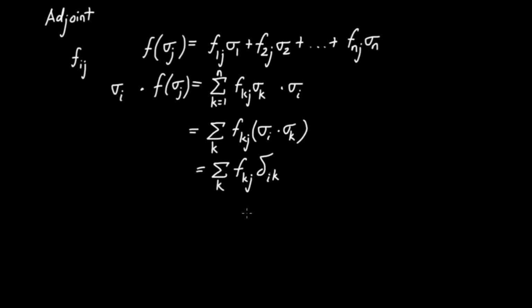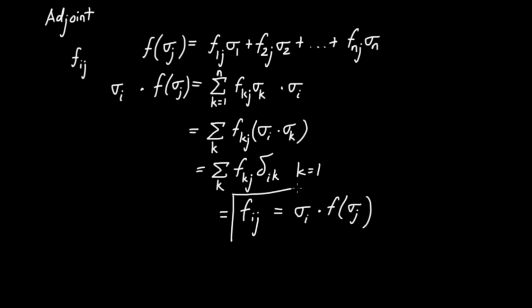Now, the sum is over k. Remember, this is only non-zero when i is equal to k, when k takes on the value i, that is. So every term in this series is going to be 0 except when k is equal to i. So we're going to replace that k with an i. So this is going to be equal to Fij. That's going to be that side. So Fij is therefore equal to sigma i dot F sigma j.